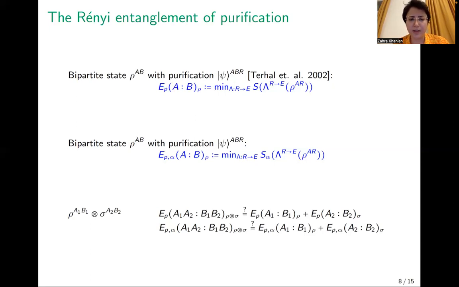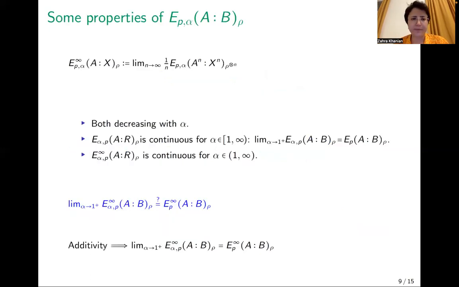There are still important questions regarding some properties of entanglement of purification. The most important one, which is not known so far, is whether the entanglement of purification is additive over tensor product states. I also face the same question here: whether the Rényi entanglement of purification is additive over tensor product states. If it is shown to be additive, it's going to be very useful in many different situations. Similar to the regularized entanglement of purification, I defined the regularized Rényi entanglement of purification by taking into account many copies of the state and averaging over n in the limit of n going to infinity. I call this quantity the regularized Rényi entanglement of purification.